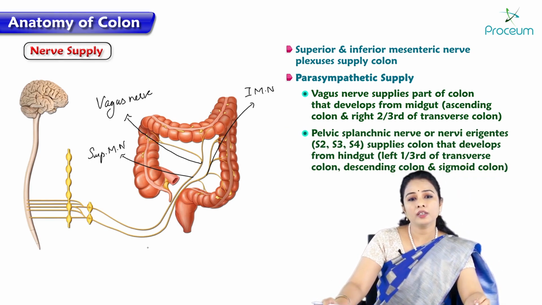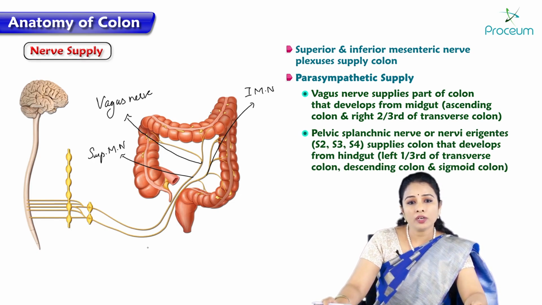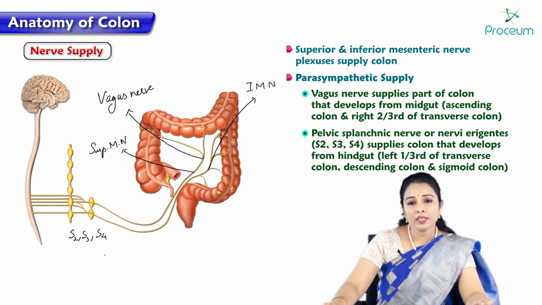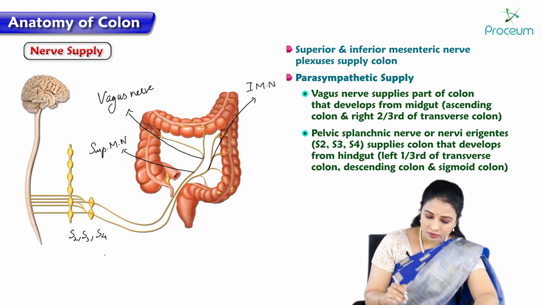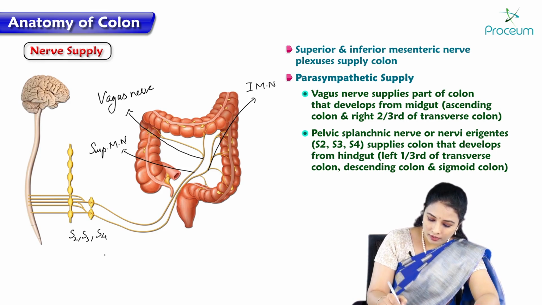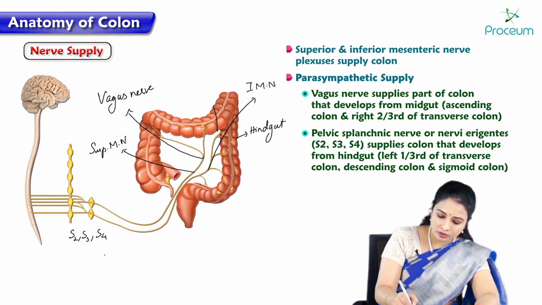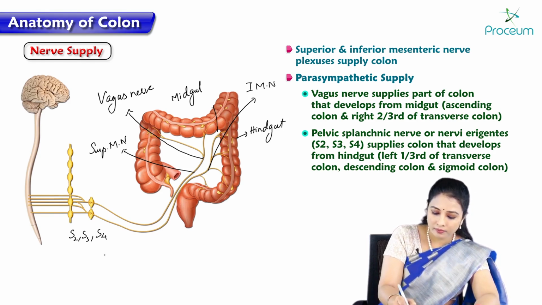Pelvic splanchnic nerves, otherwise called nervi erigentes, derived from S2, S3, S4, supply the colon that develops from the hindgut. So these are from the hindgut, while the proximal 2/3 of the transverse colon is from the midgut.